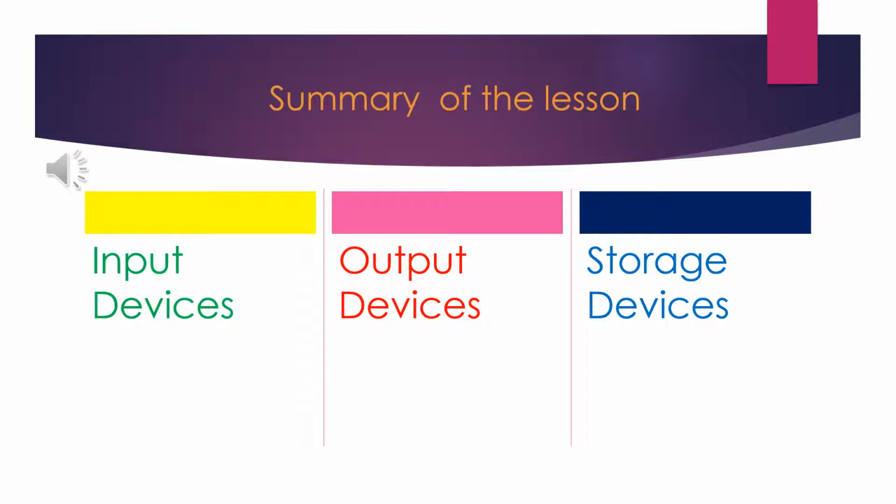In this chapter, we will be discussing three main points. The first one is input devices. The second one is output devices. And the third one is storage devices. We will be studying in detail about all these 3 points.